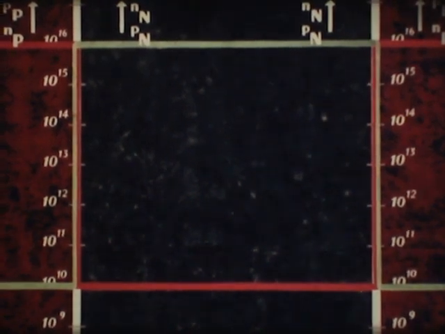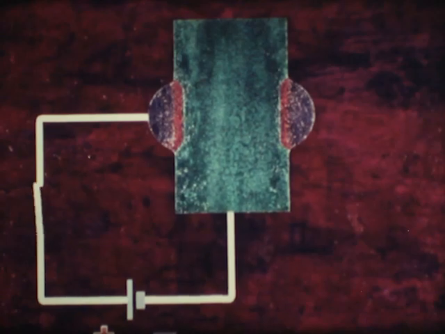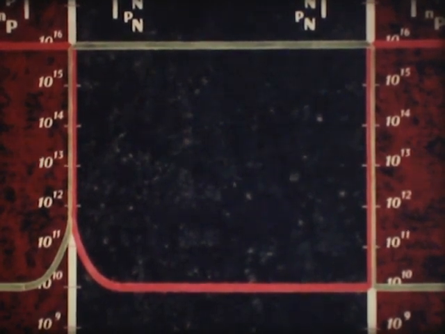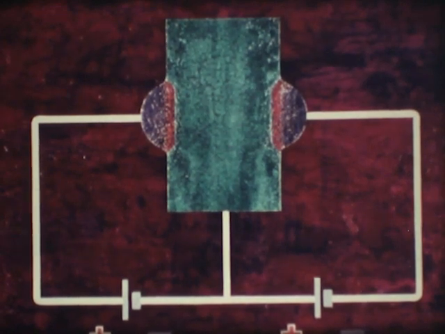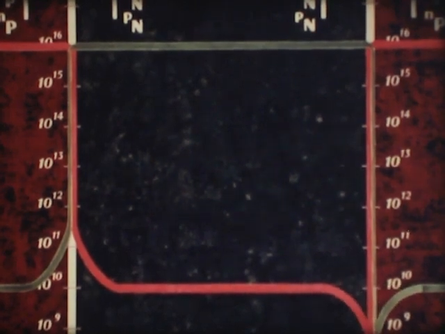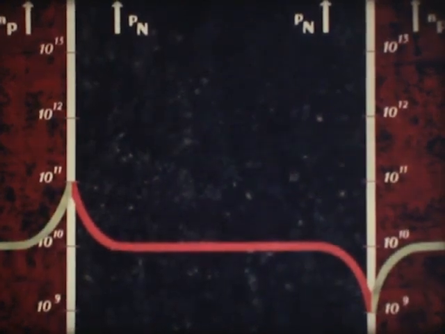At this stage, the concentrations of majority and minority carriers are represented by horizontal lines. If a forward voltage is now applied to the left-hand junction, the minority concentrations in the vicinity of this barrier will increase. If, in addition, a reverse voltage is applied to the right-hand junction, the minority concentrations in the vicinity of this other barrier will decrease. The behavior of this PNP crystal can be explained by simply considering the minority concentrations.